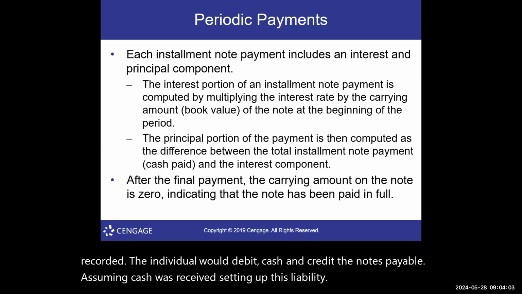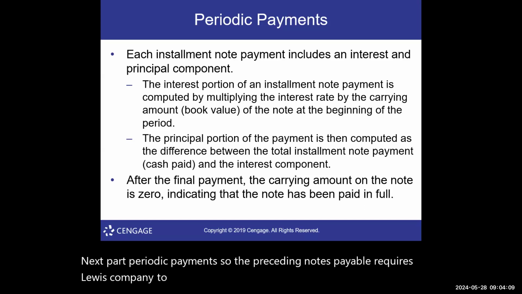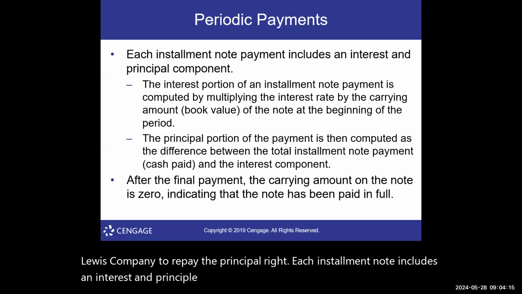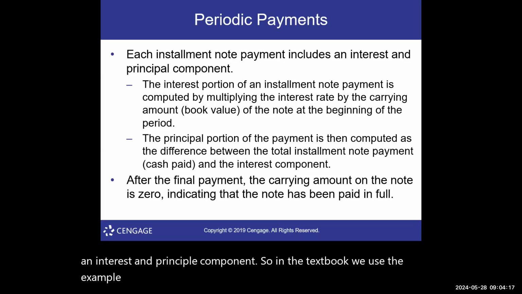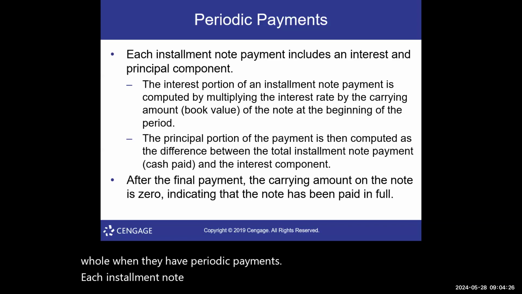Next, for our periodic payments. The preceding notes payable requires Lewis Company to repay the principal. Each installment note includes an interest and principal component. In the textbook we use the example of Lewis Company, and this applies to all corporations when they have periodic payments.